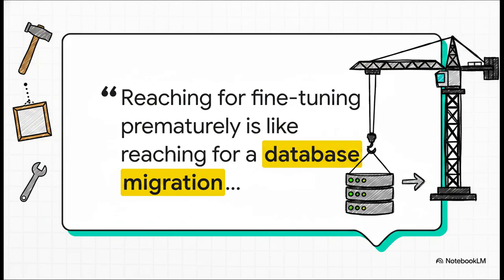Reaching for fine-tuning prematurely is like reaching for a database migration when a config change would do. Think about that for a second. If you wanted to hang a picture frame, you wouldn't rent a crane, right? No, you just grab a hammer. Yet, in the world of AI building right now, we see people reaching for the heavy machinery of fine-tuning all the time, when honestly, a simple prompt would do the job perfectly.